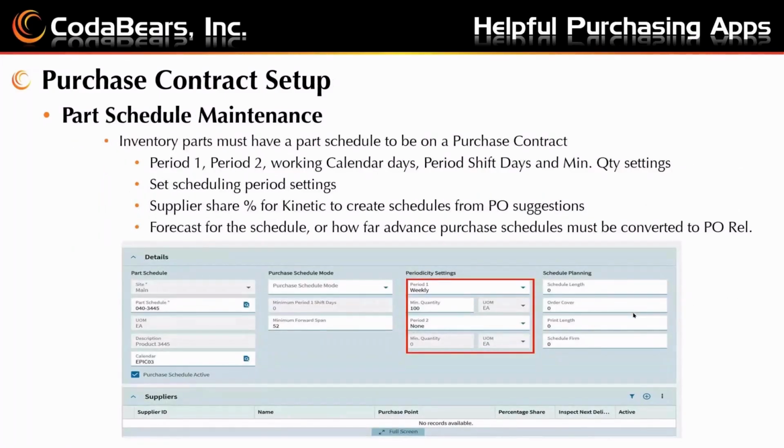The other thing that you need to do is, if you were to use a purchase contract, your part has to be an inventory part in order to be ordered through the purchase contract functionality. Those inventory parts will need to be set up and allowed to have these periodicity schedules. So you tell them, this is what I want on my first period. In case I do multiple periods, then you need to tell Epicor, I need 100 on Tuesday, I need 100 on Friday, or I need 100 every week. Those are the scheduling periods we just talked about in the periodicity settings. And if you have a forecast, then the forecast will be used for the schedule. So then you can see how far in advance you can purchase, and how far in advance your purchase schedules must be converted to your PO suggestions.